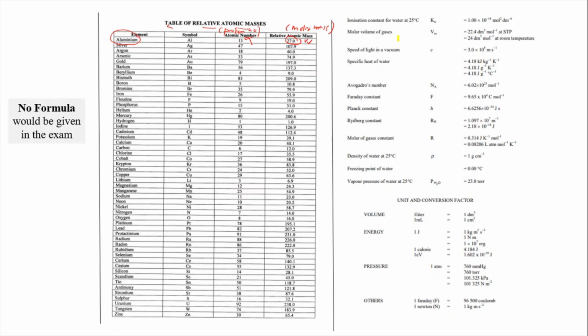In semester 2, what is important that you need to know is the molar gas constant, which refers to R. You will be given the value of R as 8.314 joules per Kelvin per mole. Also, you need to know the specific heat of water, which is 4.18 joules per gram per Kelvin or per degree Celsius. And then the next is 1 Faraday, which refers to 96,500 coulombs.